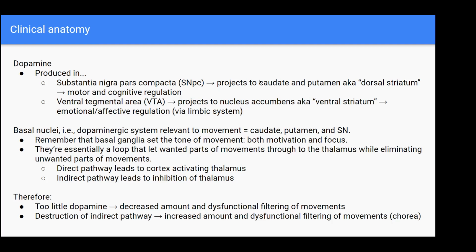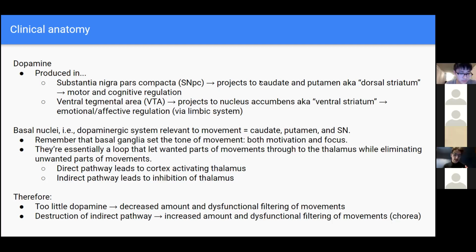You probably won't be tested directly on this, but essentially the loop can be broken down into the direct pathway and the indirect pathway. The direct pathway essentially leads to activation of the thalamus and the cortex, and the indirect pathway essentially leads to inhibition of the thalamus. So I guess you can remember indirect equals inhibition.